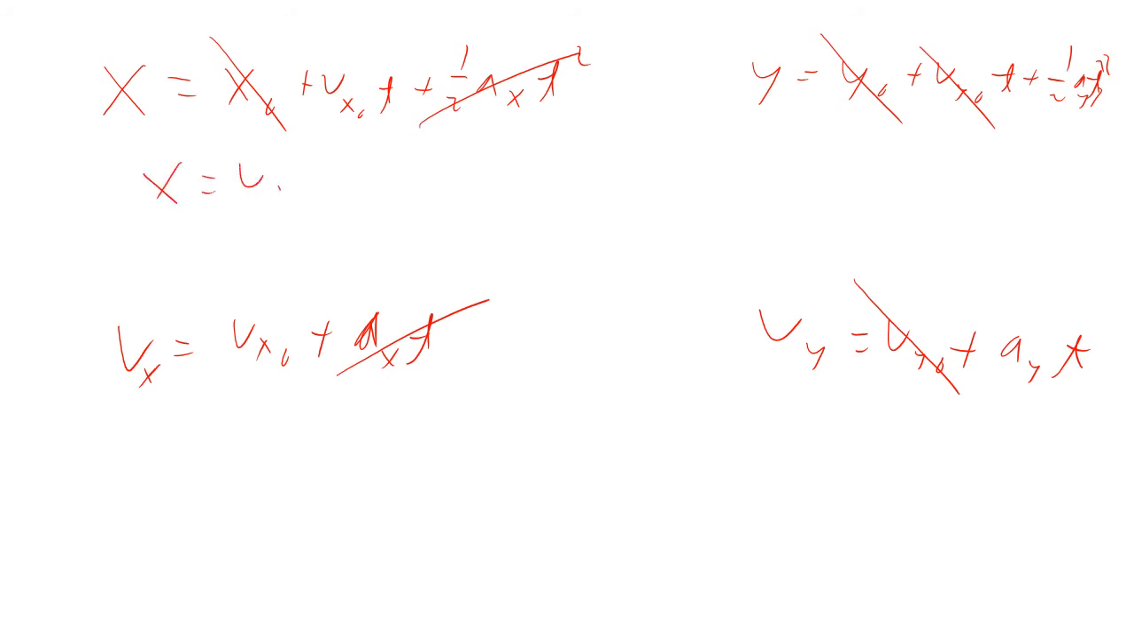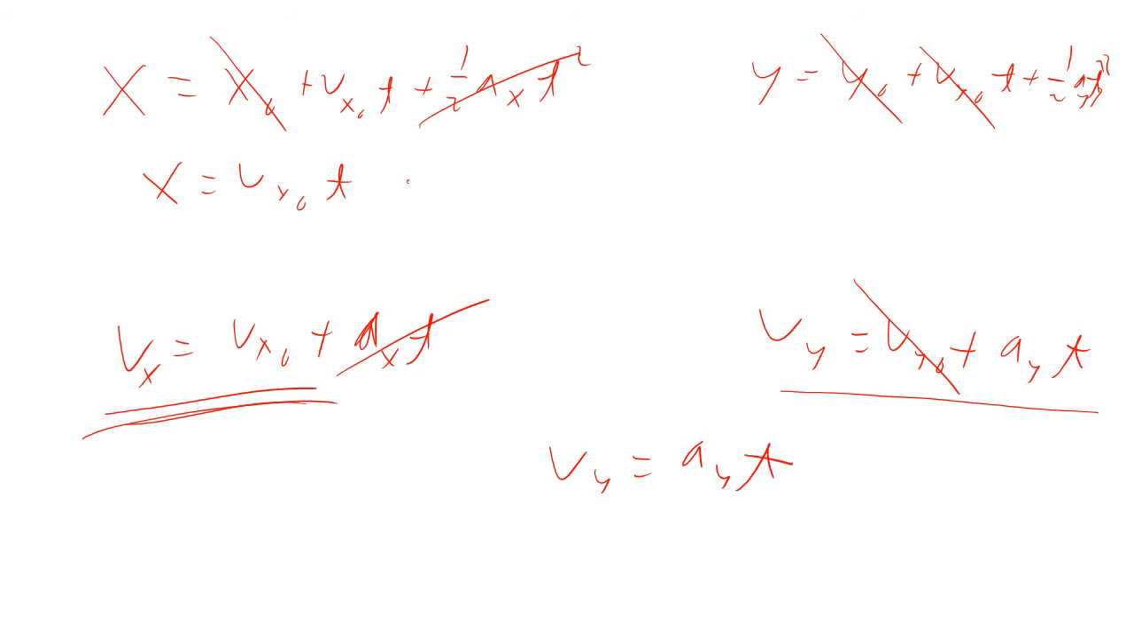X is just Vx naught times time. And the final Vx is equal to the Vx naught, so the final Vx does not change. It stays the same as what we started with. Okay, so Vy is what we're after, and Vy is just going to be Ay times time. Well, time we can get as x over Vx naught.